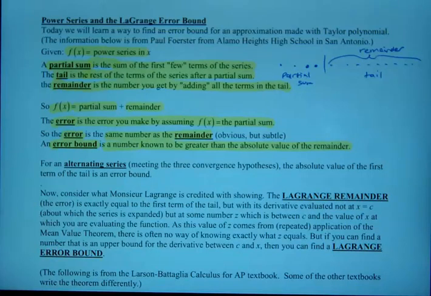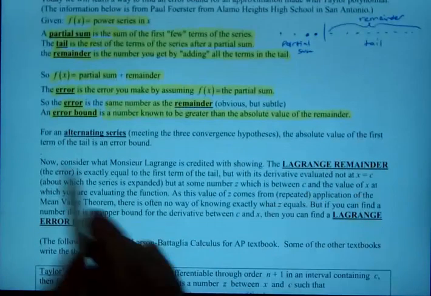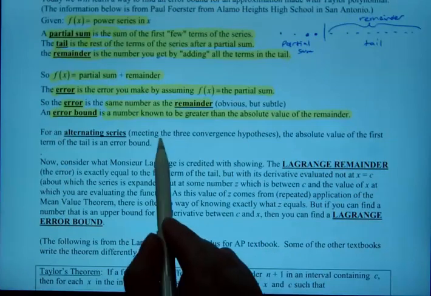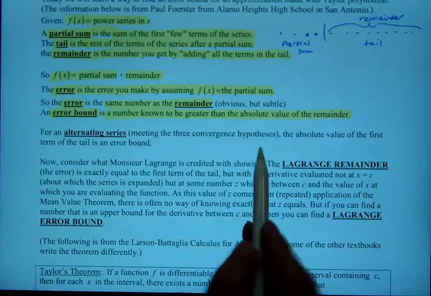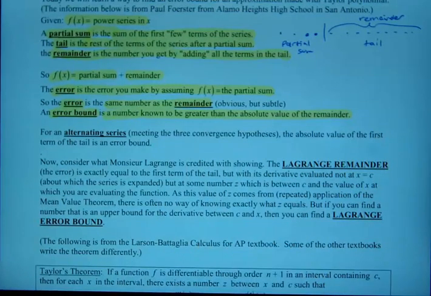I think in some fields of study they call it a tolerance. It's just how much off you can be, okay? For the alternating series that meets the 3 convergence hypothesis, now we just talked about that. In order for an alternating series to converge, it has to alternate, it has to go to 0, and all the terms have to get smaller. Those are the 3 things. We just talked about that on the previous thing that we were doing.